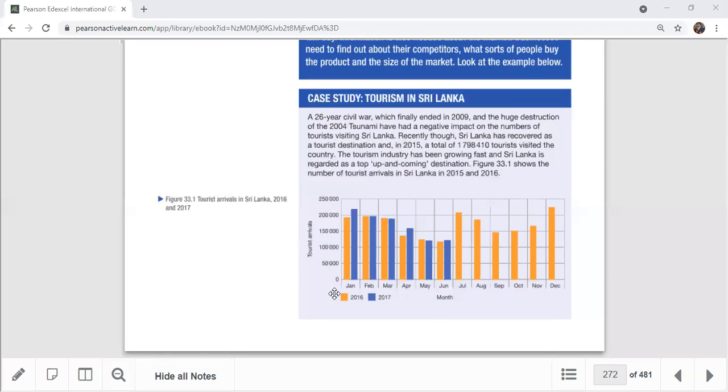You can see this is 2016, the yellow color, and then in 2017 the figures show an increasing trend. Before 2019, Sri Lanka was the number 1 tourism destination in the world according to Lonely Planet magazine.